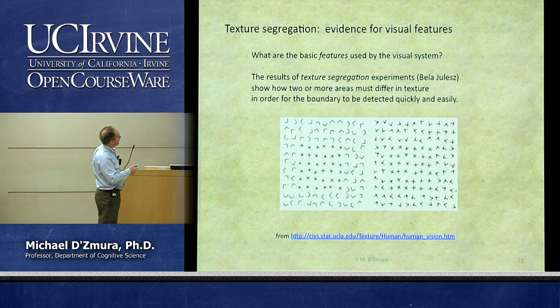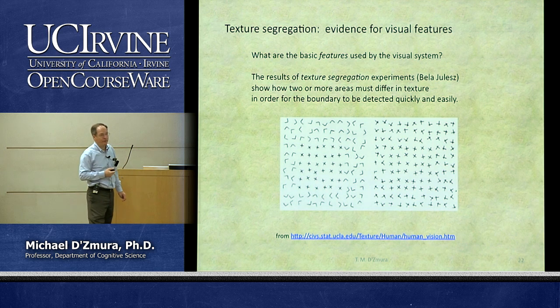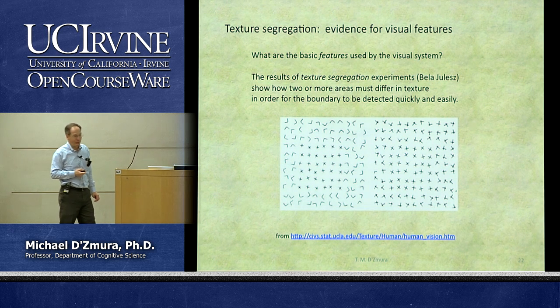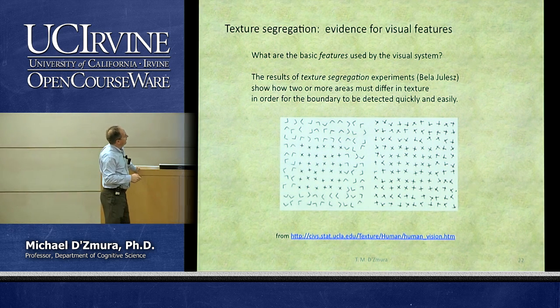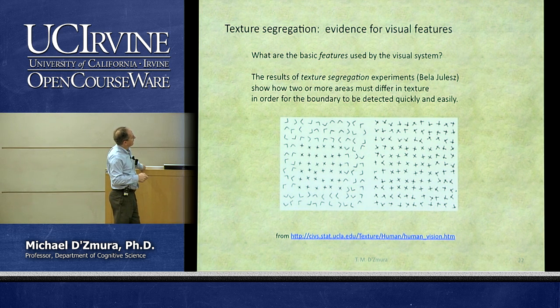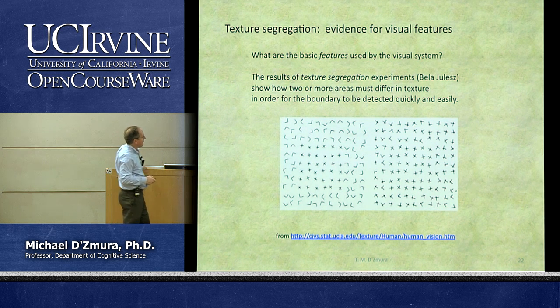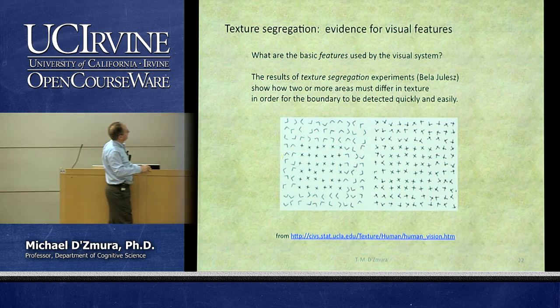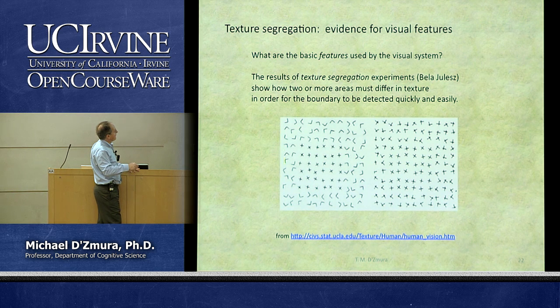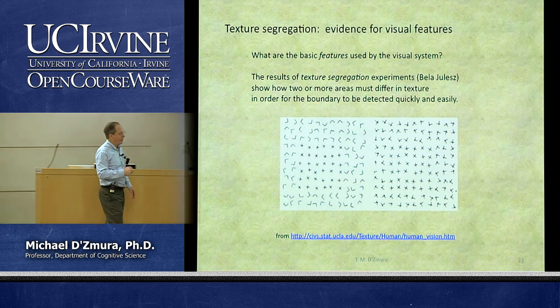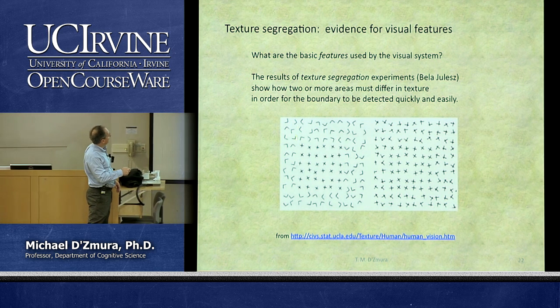Texture segregation experiments have also provided evidence for important visual features. A fellow named Bela Julesz did texture segregation experiments early on with stimuli sort of like this. Can everybody see what's going on the left side here? Most people would say yes.